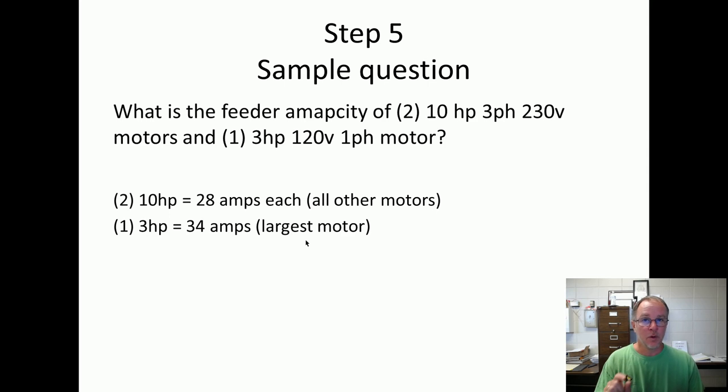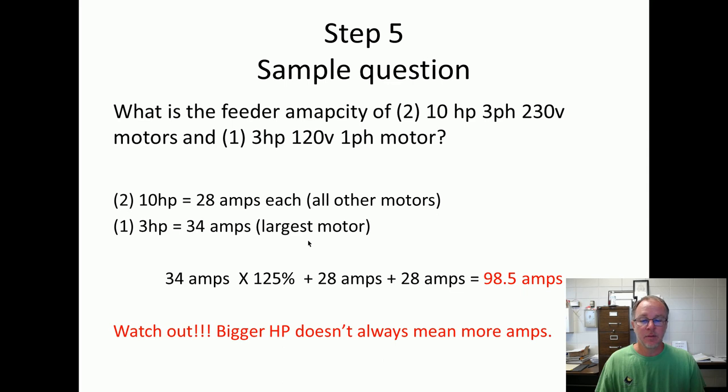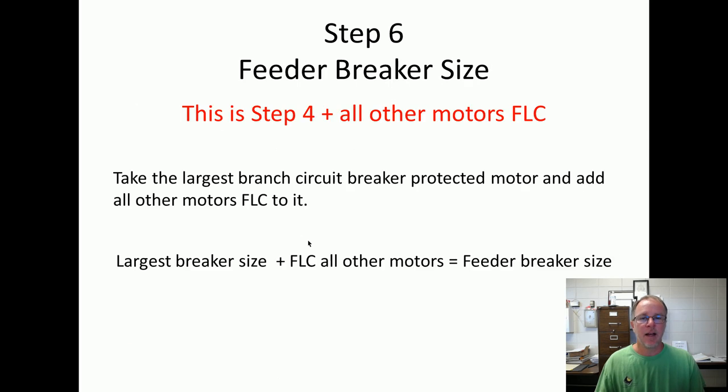So we're going to take the 34 amps, multiply it by 125%, and then add 28 and 28. So we got 98.5 amps. So watch out. The bigger horsepower does not always mean the largest amps or the more amps. That's step 5. Step 6, it's just as easy.